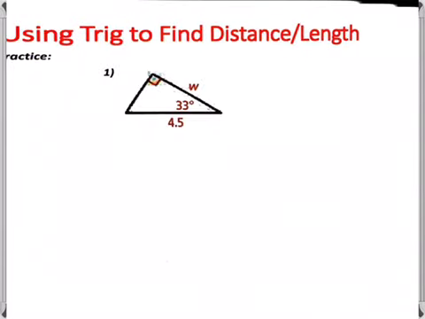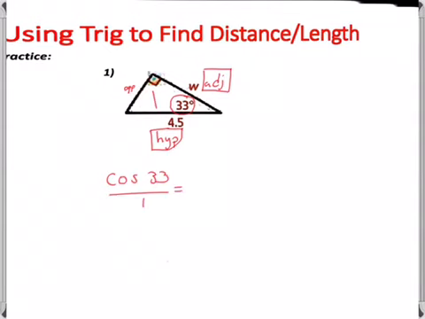Same idea here. We're going to figure out the relationship to our reference angle. This side would be opposite, but there's no measurement there. The side across from the right angle is your hypotenuse, and that means this is the adjacent because it's beside it. We have measurements at hypotenuse and adjacent. Adjacent and hypotenuse would be cosine, so we've got cosine of 33 over 1 equals W over 4.5.